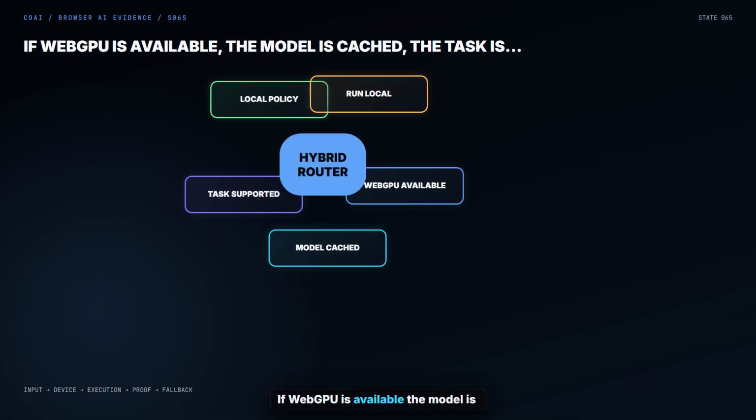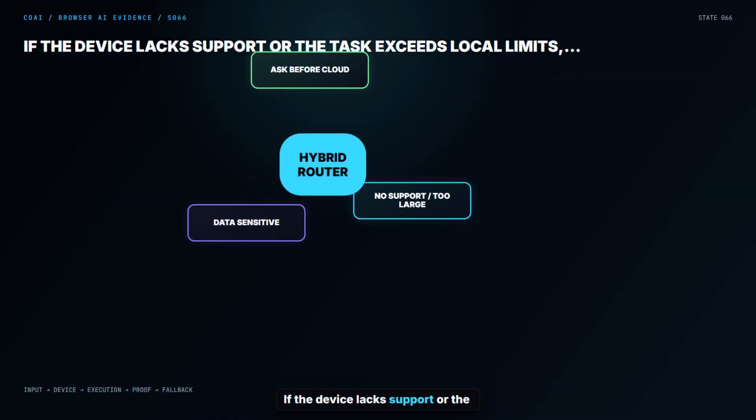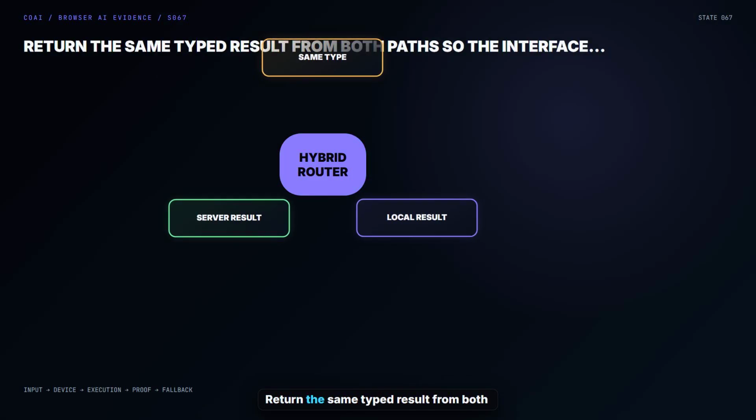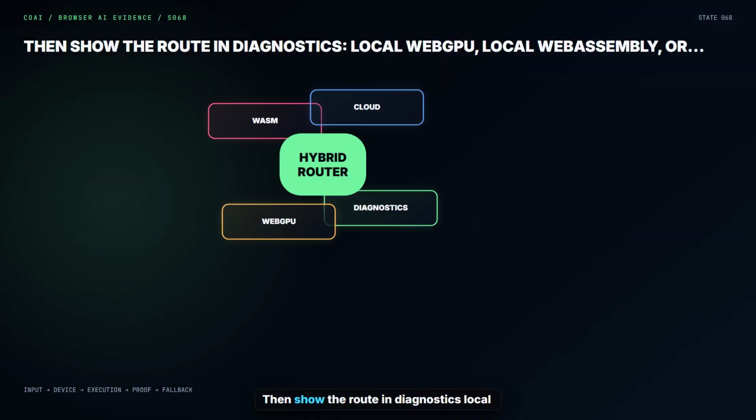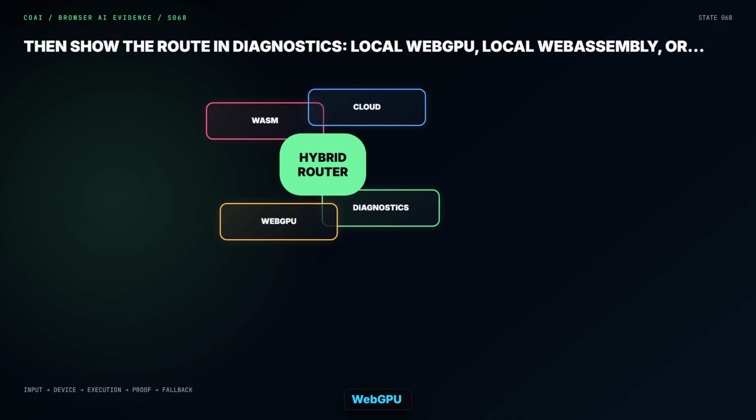If WebGPU is available, the model is cached, the task is supported, and local policy is preferred, run on the client. If the device lacks support or the task exceeds local limits, ask before using a server route when data sensitivity matters. Return the same typed result from both paths so the interface does not care which engine ran. Then show the route in diagnostics: local WebGPU, local WebAssembly, or cloud.